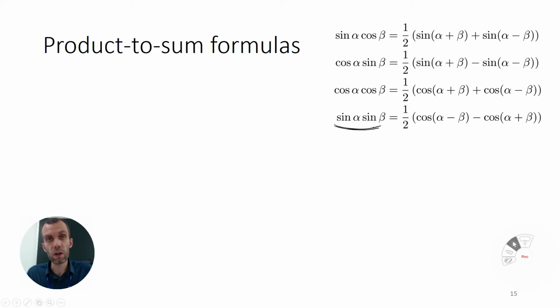And as you can see on the left-hand side here, you have a product of trigonometric functions. And on the right-hand side, you have a sum. And in some cases, this might be useful. Sometimes you need to go back and forth between either, and then you can use these formulas. So there's 4 of them.